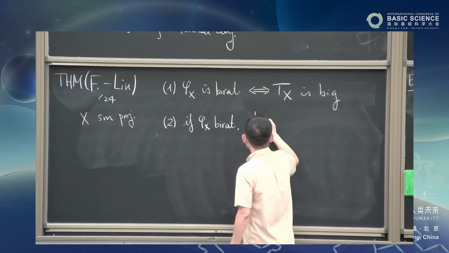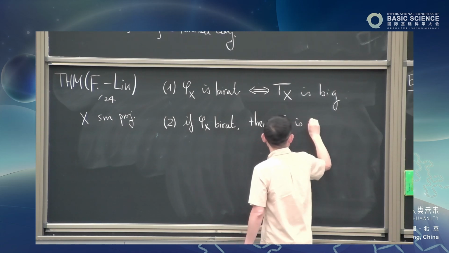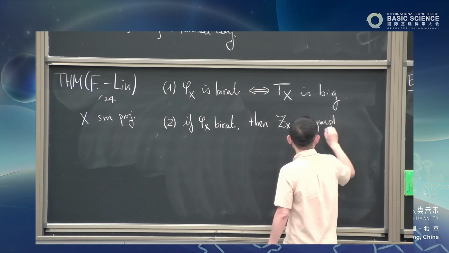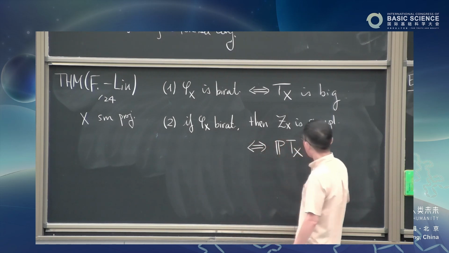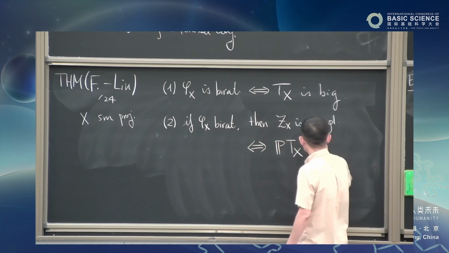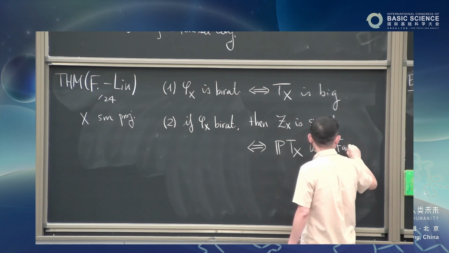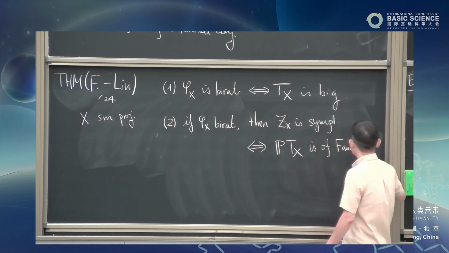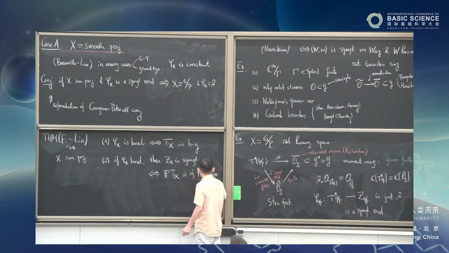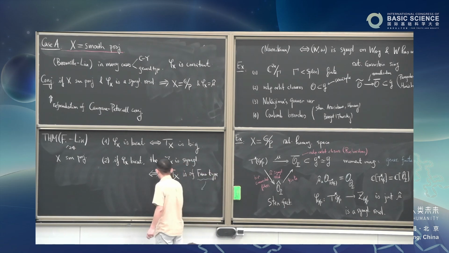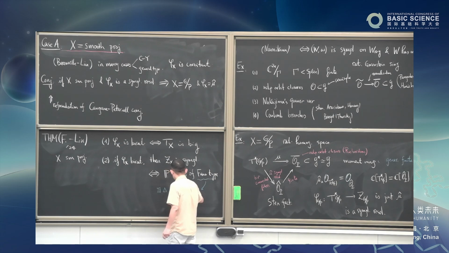Then this Z_X is a symplectic variety if and only if the projectivization of the tangent bundle is of Fano type. Fano type means it looks like a Fano variety, but up to adding something. So there exists some effective Q-divisor such that it has two conditions.